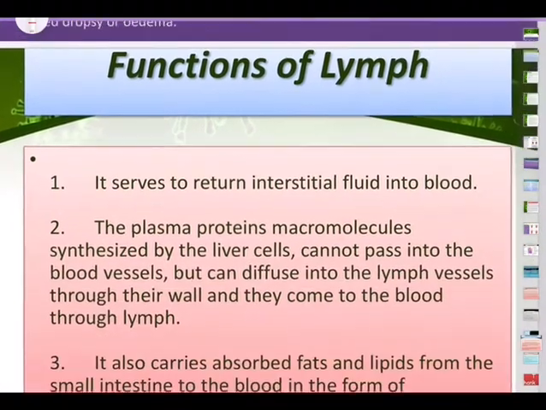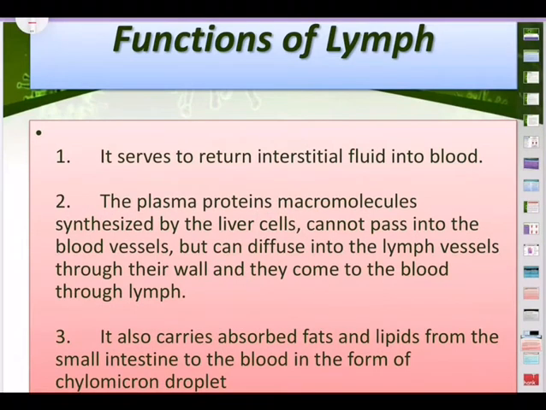And what are the functions of lymph? First, lymph serves to return interstitial fluid into the blood. This is the main function. Second, the plasma proteins, which are big molecules, macromolecules, synthesized by the liver cells, cannot pass into blood vessels because of their size, but can diffuse into lymph vessels through their wall, and they come to the blood through lymph. So big protein molecules are circulated.